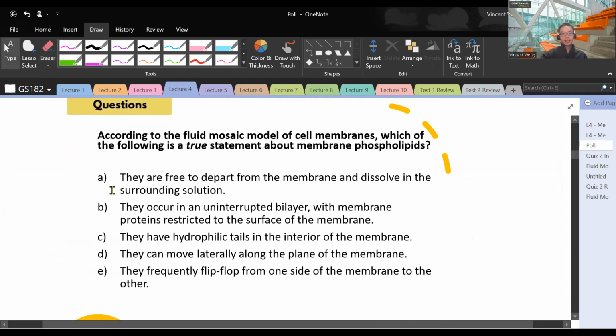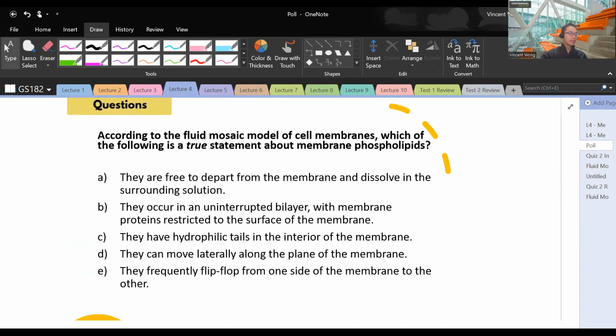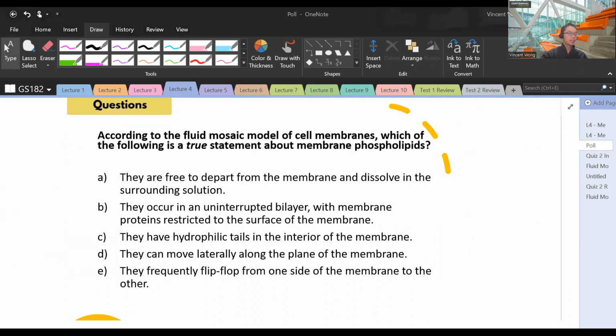All right, so that's that. All right, here is a question about the fluid mosaic model. It's very lengthy, but it's what we have been discussing so far. So why don't you give it a try, please? If you do not see the poll, you can just type the answer in the chat box. That's another way to participate, okay? I do encourage you to participate because some of these questions are questions that you see on the quiz, okay?